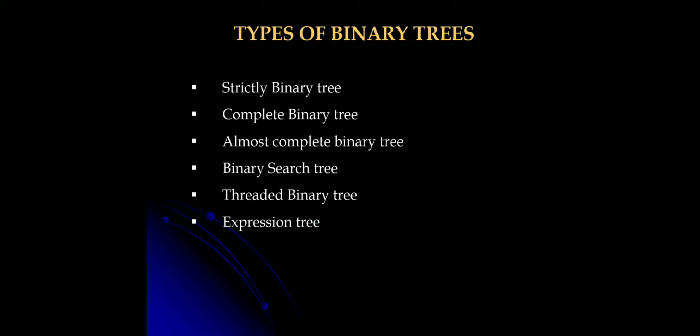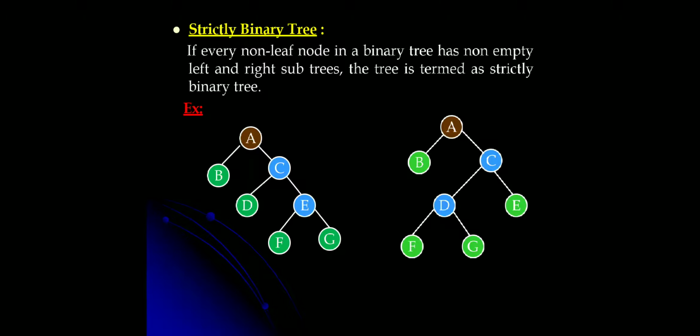Hello everyone. Now we'll look into different types of binary trees such as strictly binary tree, complete binary tree, almost complete binary tree, binary search tree, threaded binary tree and expression tree. Coming to strictly binary tree, this is how we can define it.